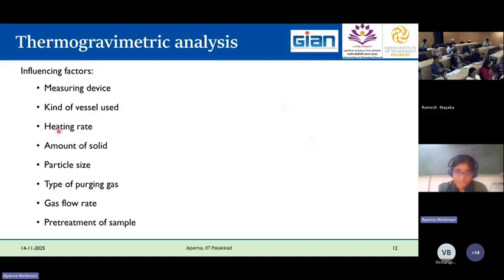The heating rate will also govern the decomposition temperatures. The amount of solid present will also govern this. Then the particle size, type of purging gas, flow rate, and pre-treatment of the sample. We shall see how most of these influencing factors affect the TGA curve of our cementitious systems.